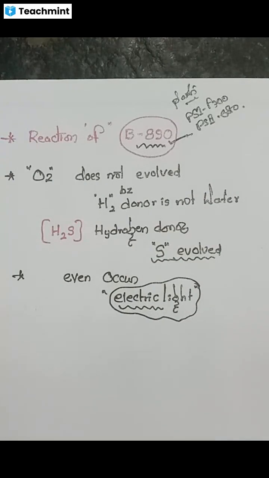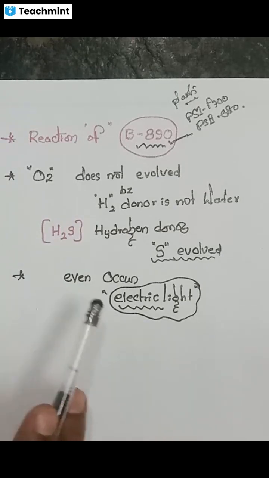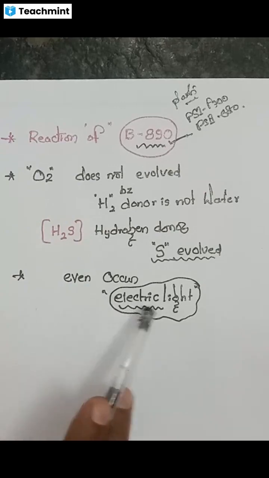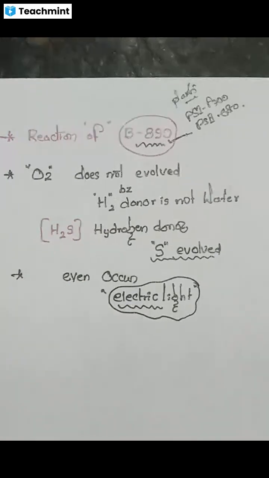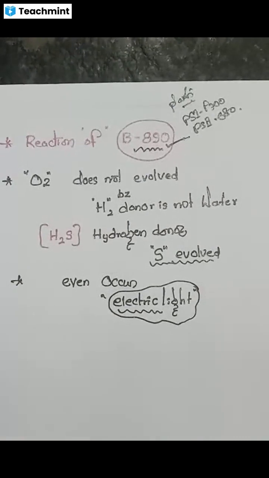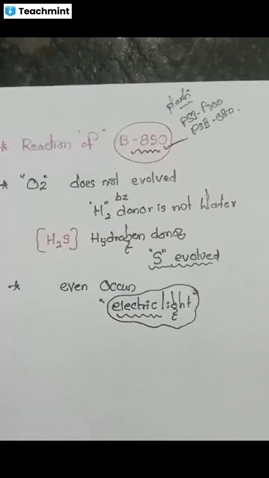So sulfur is evolved. In bacteria, photosynthesis can even occur in electric light. Normally, in higher plants, photosynthesis does not occur in electric light, but in bacteria, photosynthesis even occurs in electric light. So clear. This is the information about bacterial photosynthesis.